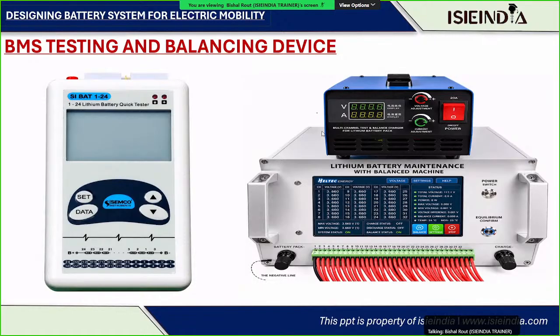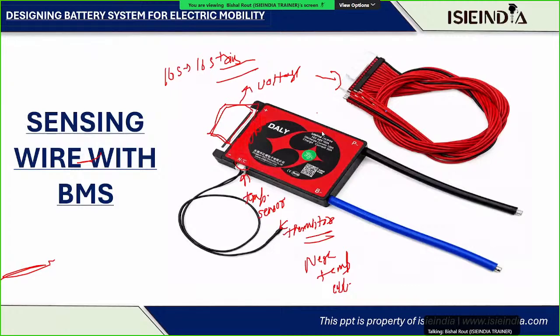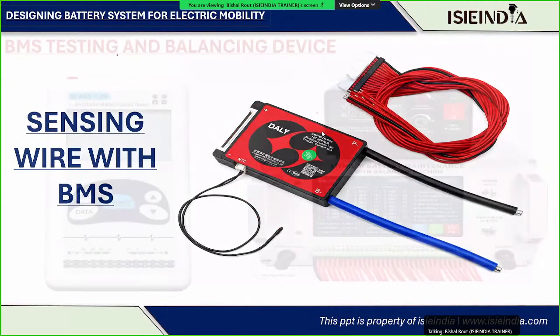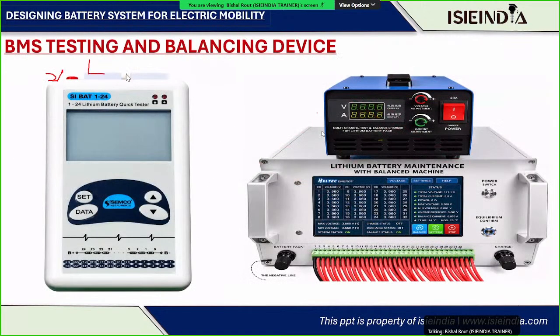So that is the reason why you will require this machine. This is called a BMS quick tester. Once you have connected the cell wires to the battery pack, you take this voltage sensing wire and place it over here in this particular way.